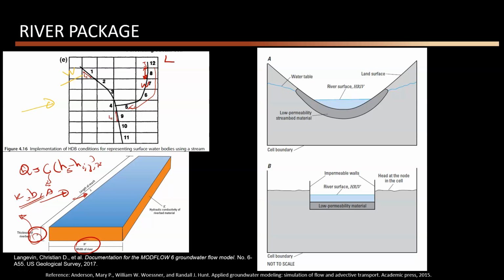Okay, so this is the information I need to provide to my conceptual model, and the river package simplifies the system. This is a very good picture, actually. If this is my river, and I have one cell exactly under this bed, under this river, then technically it simulates or simplifies the system into this form.